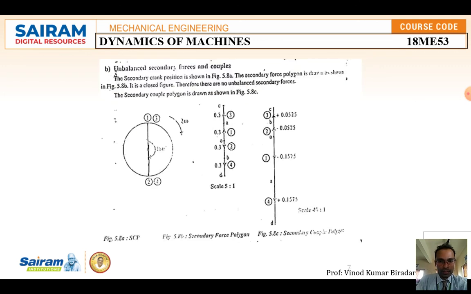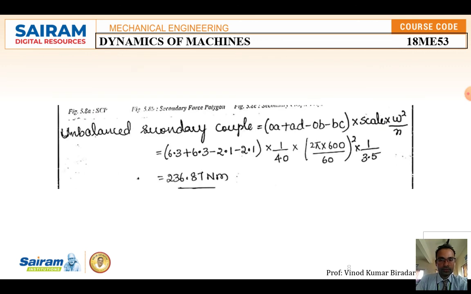Here you need to calculate the unbalanced secondary couple, equal to OA, the distance you have to measure, plus AD, minus OB, minus OC, into scale, into omega square into n. Omega square n is considered for the unbalanced secondary problem, with omega equal to 2 pi n by 60. Measuring, you get 6.3 plus 6.3 minus 2.1 minus 2.1. If you substitute all the values, the unbalanced secondary couple is 236.87 Newton meter. Like that you have to calculate the multi-cylinder inline engine problem.